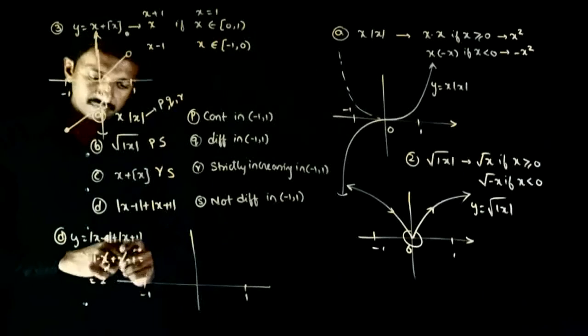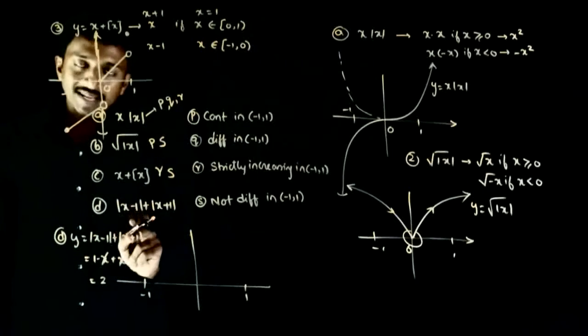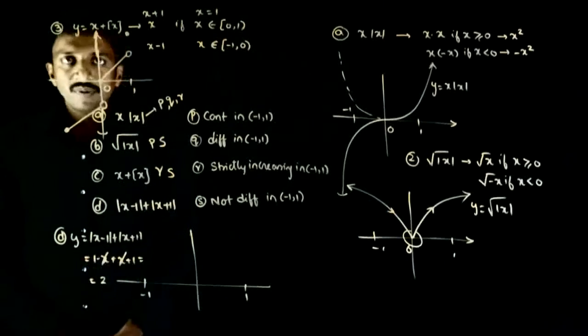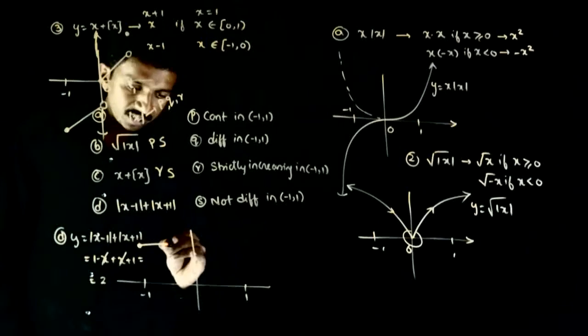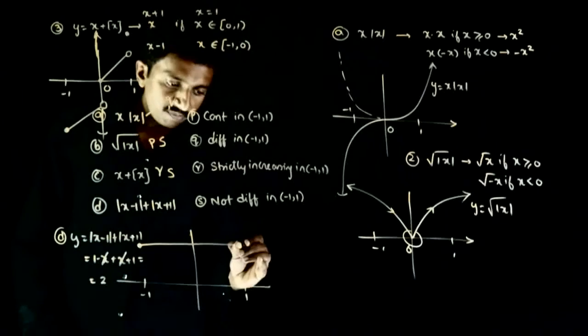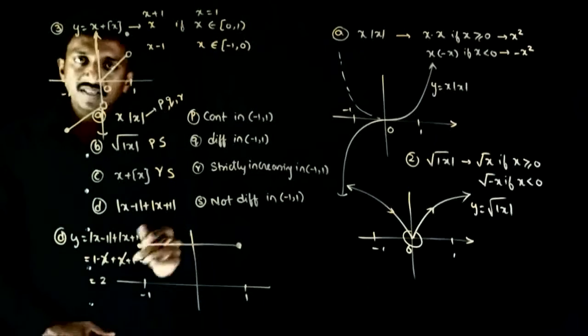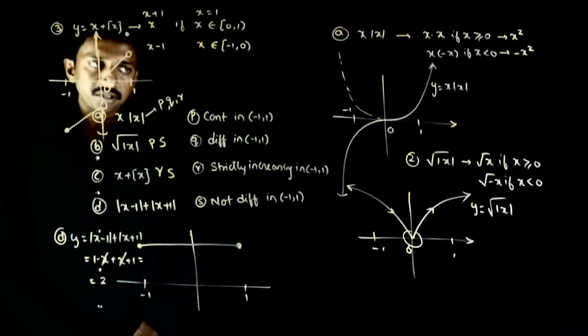And exactly -1 पे कितना होगा? Exactly -1 पे भी 2 आ रहे हैं, exactly 1 पे भी 2 आ रहे हैं. So modulus of x minus 1 plus modulus of x plus 1 is a constant function. The graph will be something like this between -1 and +1. So if this is the graph, what are the conditions which are valid for this fourth function?